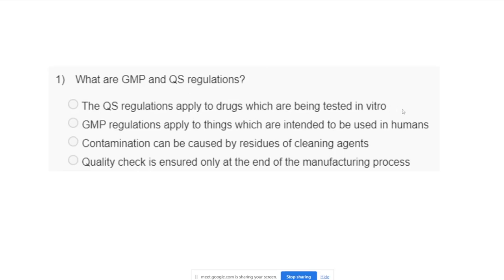Regulations apply to drugs which are being tested in vitro. GMP regulations apply to things which are intended to be used in humans. Contamination can be caused by residues of cleaning agents. Quality check is ensured only at the end of manufacturing practices. So out of these options, the second option will be the correct answer: GMP regulations apply to things which are intended to be used in humans.